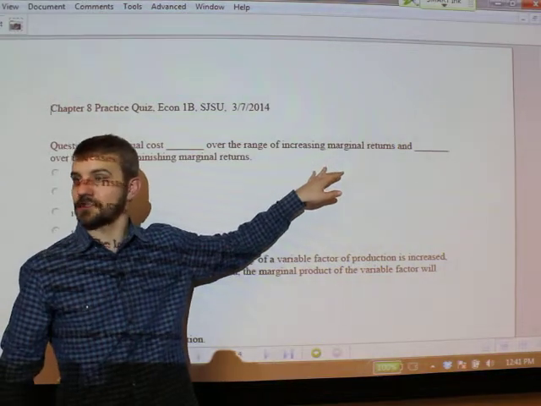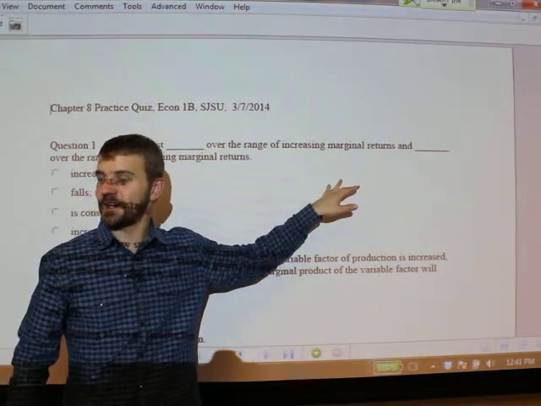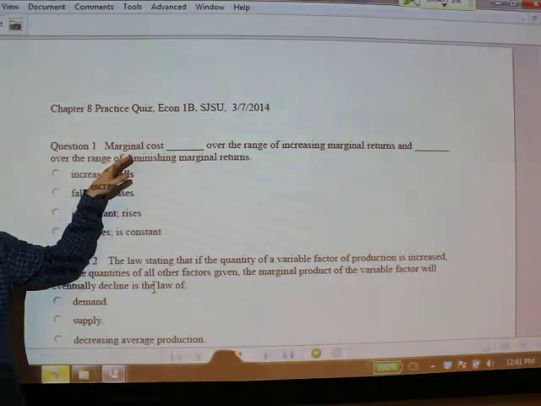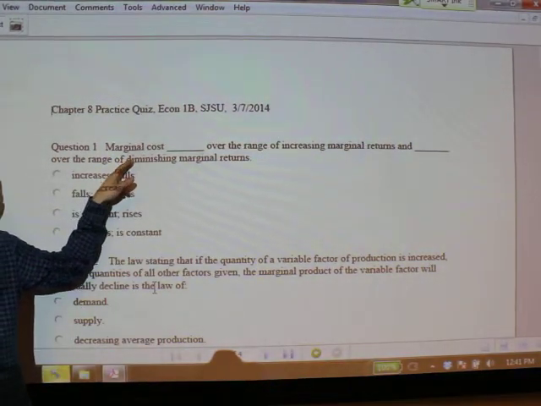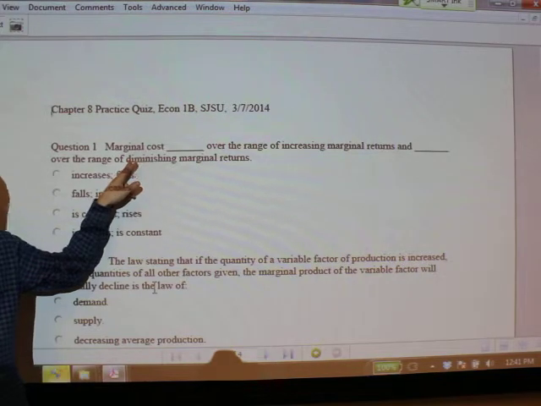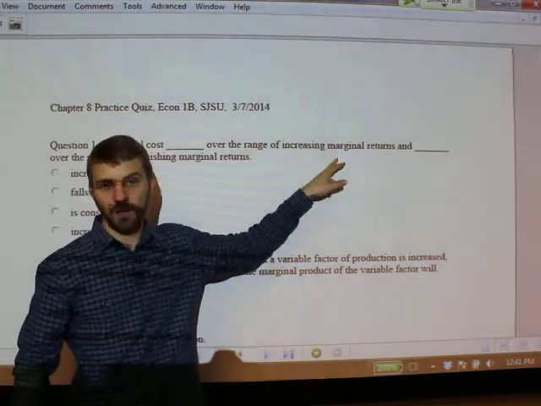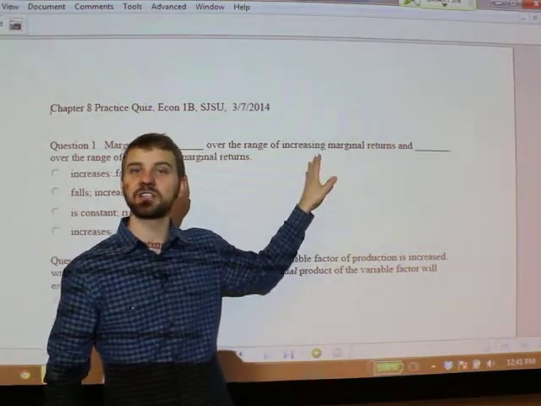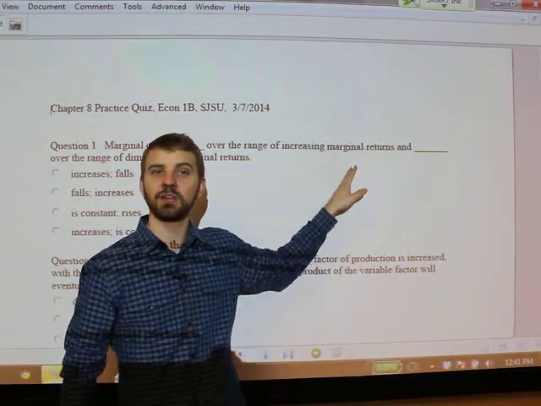And so from a production standpoint, that's good, right? You're getting more bang for your buck out of your employees. Therefore, your marginal cost is falling. Marginal cost, remember, is a change in cost over change in quantity. Marginal product, which is associated with this concept of marginal returns, is change in quantity, or output, divided by change in labor.